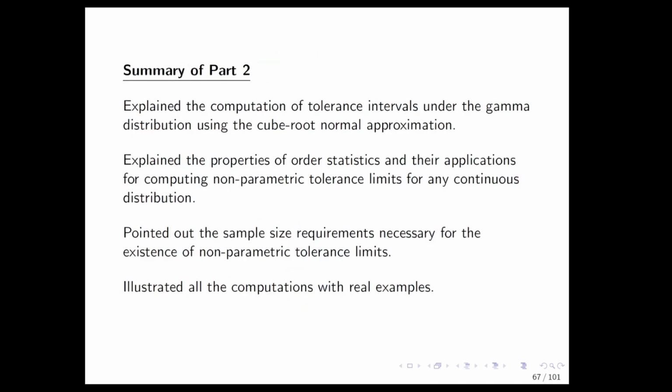Okay. It is a quick summary of what we have discussed in part 2. So we first discussed the computation of tolerance interval under the gamma using that cube root normal approximation. Then we went into the discussion of order statistics and their properties and discussed the calculation of non-parametric tolerance limits for any continuous distribution.